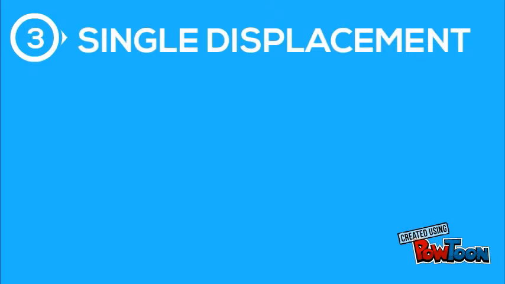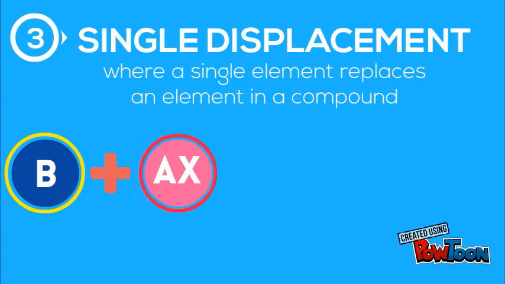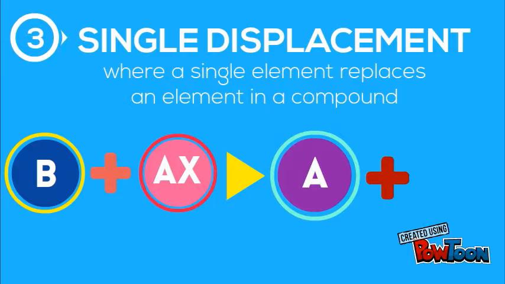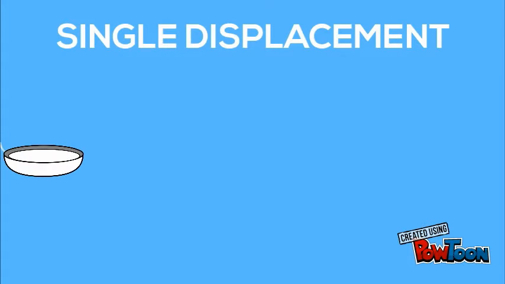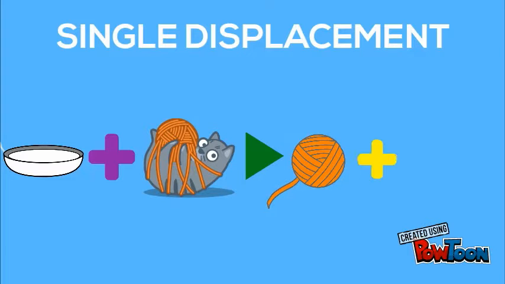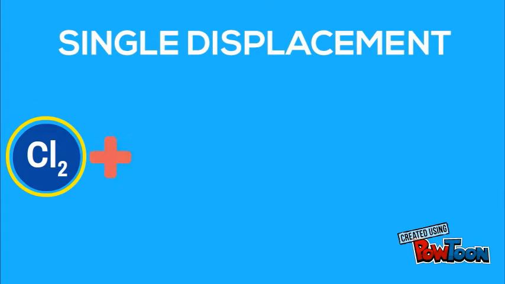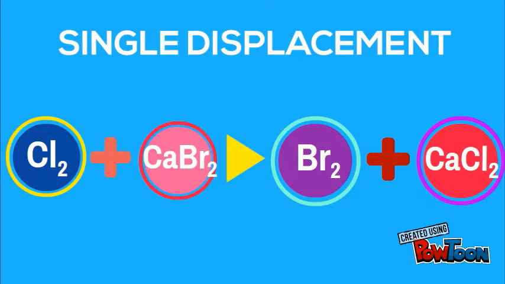Third is single displacement, where a single element replaces an element in a compound. In this scenario, the cat's preference for milk over the ball of yarn represents the displacement of the element in the original compound. An example of which is when chlorine plus calcium bromide will form bromine and calcium chloride.